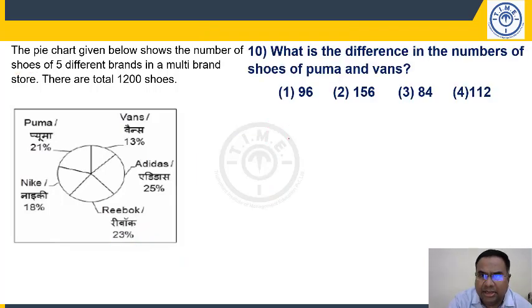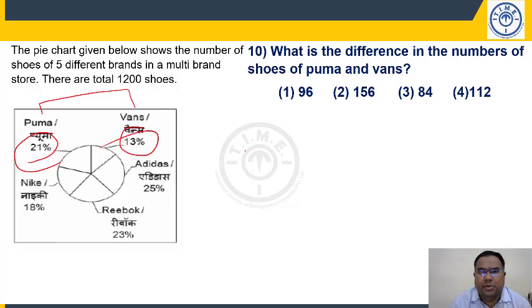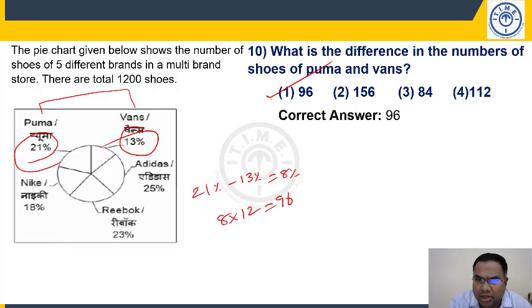Right. Question number 10. Difference in number of shoes of Puma and Vans. Puma is how much percent? 21. Vans is how much percent? 13. Difference is 21% minus 13%. Difference is 8%. We know 1% is 12. 8% means 8 into 12, 96. Choice 1 should be my answer.